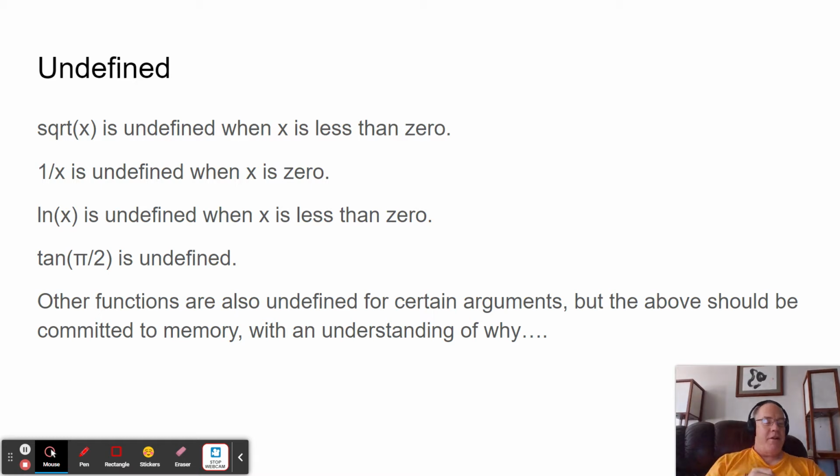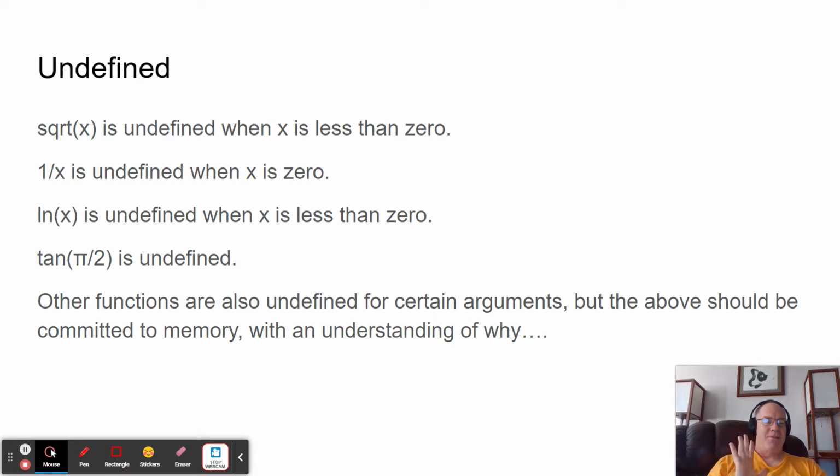Some functions are undefined at certain points. The square root of x is undefined when x is less than 0, in the event that we're confining ourselves to answers that are real numbers. 1 over x is undefined when x is 0 as well. The log of x is undefined when x is less than 0, and I think it's also undefined at 0. And the tangent of pi over 2 is undefined, and other similar points for the tangent function are undefined.